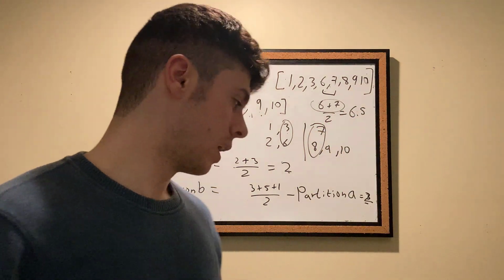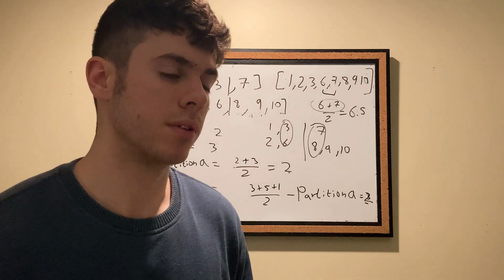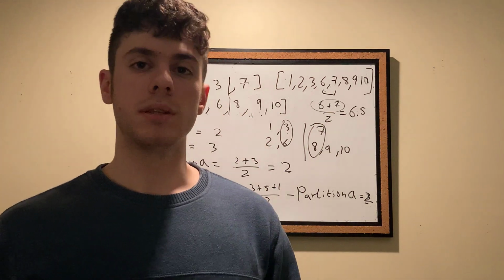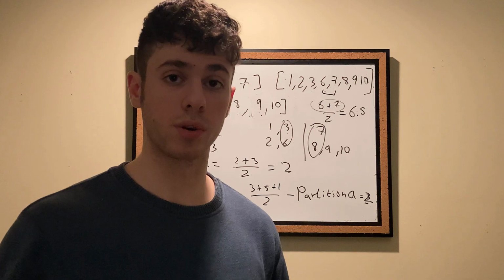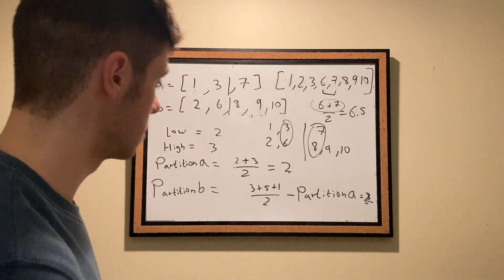So that's it, we're done. This is an example of where you have an even sum of elements in two sorted arrays, and this is how you would solve this.